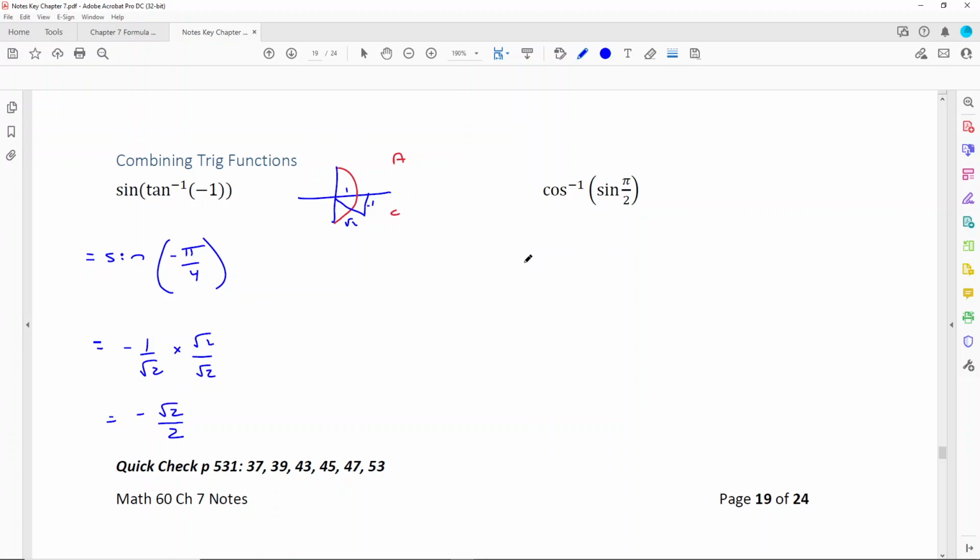Okay. So you're going to take the inverse cos of whatever you get of the sine of pi by 2. So the sine of pi by 2, right, is in the restricted range, and it would be up here. So the point here is 0, 1. Okay, so the value of sine of pi by 2 is y over r, or 1 over 1. So it's just a 1.